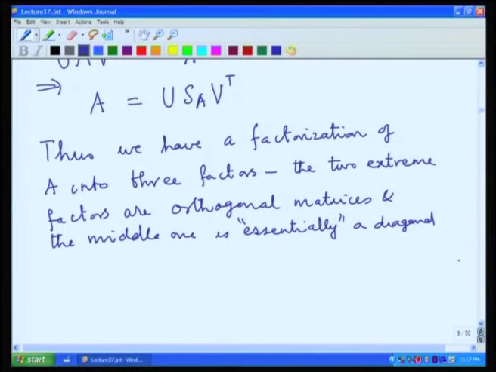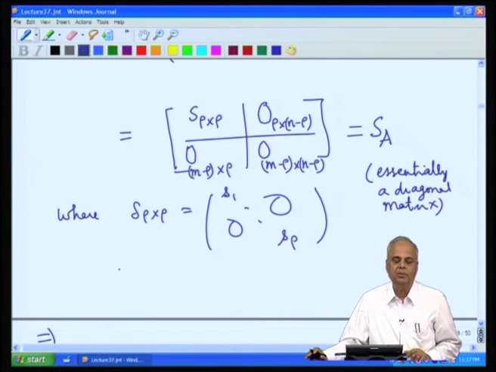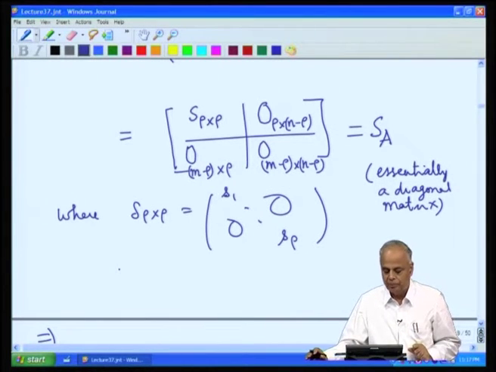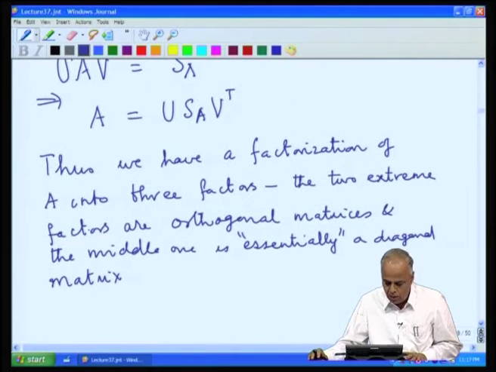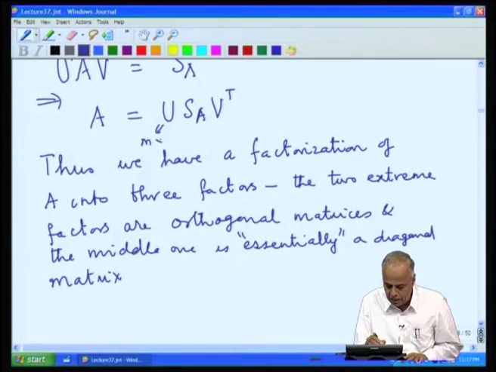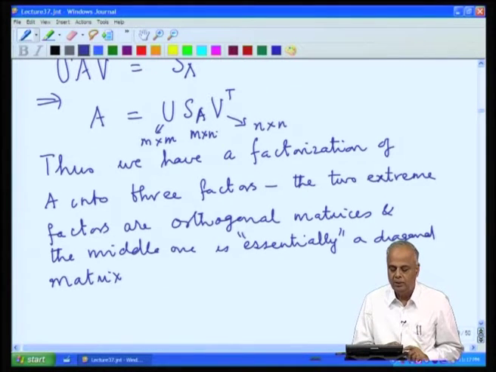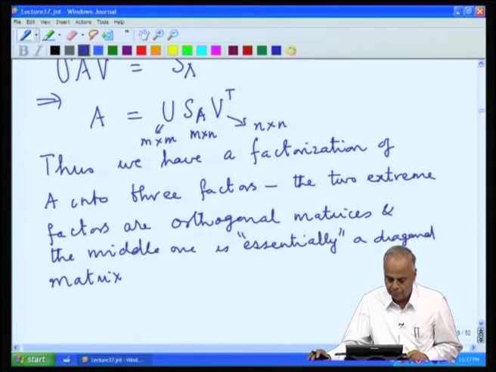When we say essentially a diagonal matrix, what we mean is that the only significant part of the matrix is a leading diagonal block consisting of the singular values along the diagonal, and all other entries being 0. Note that in the 2 extreme factors, U is an m by m matrix and V transpose is an n by n matrix, and the middle one, S A, is an m by n matrix. So the product is again m by n.